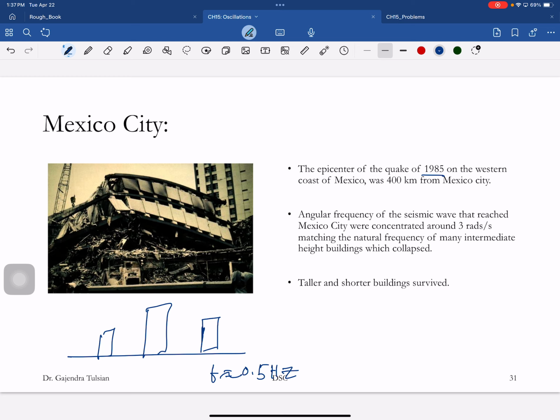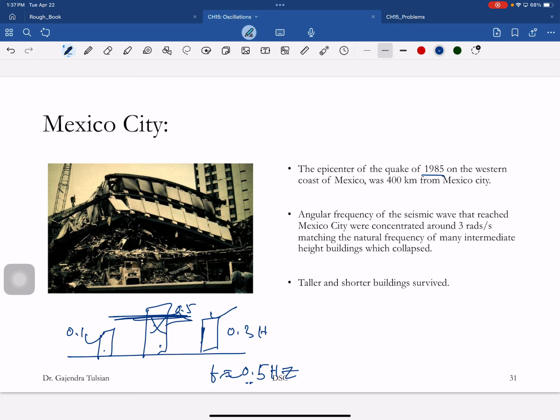And if the natural frequency of the building matched this 0.5 hertz, okay, so this was 0.3 hertz, this was 0.1 hertz, this was 0.5 hertz. I'm just making these numbers up. This building was fine, this was fine, this guy fell down. The driving frequency matched his natural frequency and large amplitude oscillations were set up. And that building fell down.